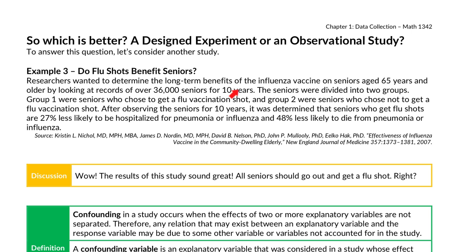Notice my seniors in high school, we're not talking about you. We're talking about elderly seniors.